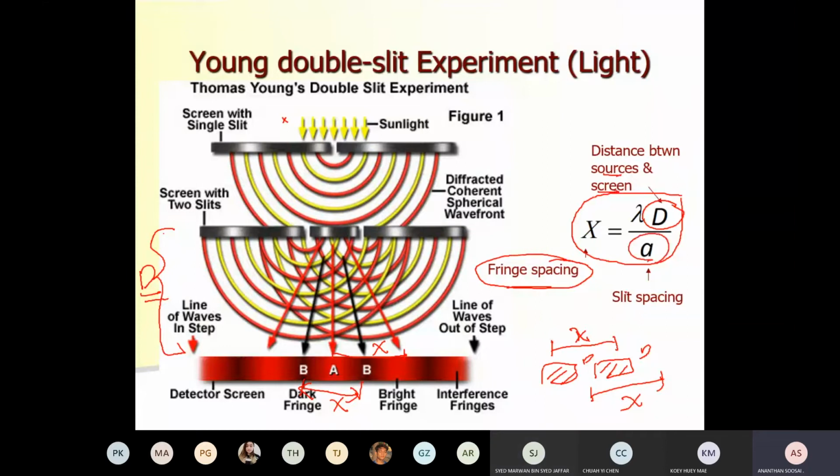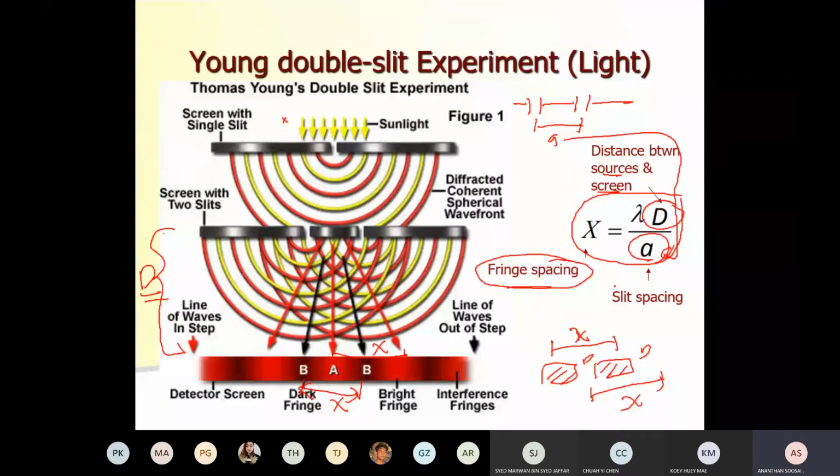a is the slit separation. These are the slits here. Let's say you have two slits, here one slit, and you have another slit. The slit separation, from the center to center here, is called the slit separation. That's your a.